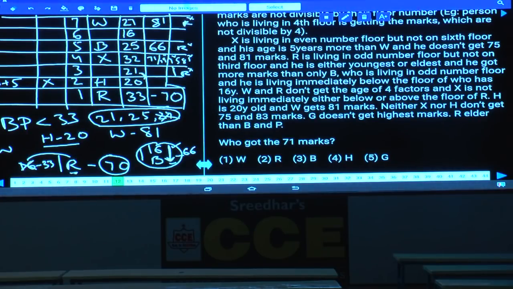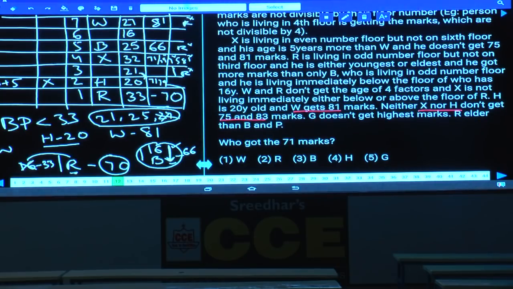Now what is the other information here regarding these marks? 81, 66 were done, 70 was also done, and H is 20 years old. W gets 81 marks. Neither X nor H got 75 and 83. H is also not getting 71 and 83. As this person is not getting 75 and 83, what are the other possibilities here? 71 or 79 in any order, isn't it? Now X and H are getting different marks.